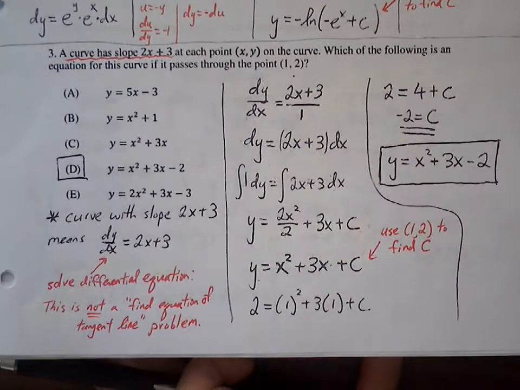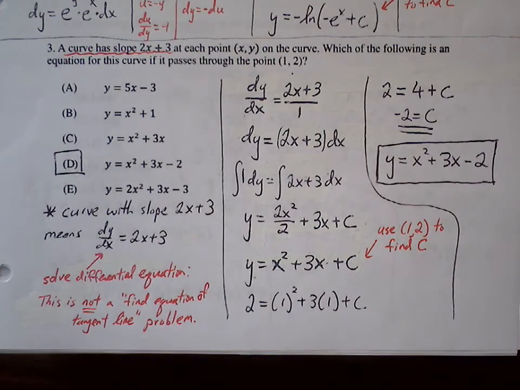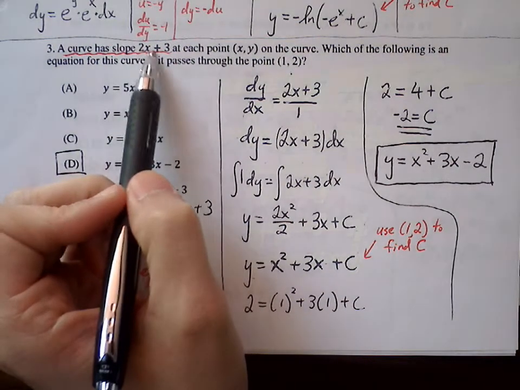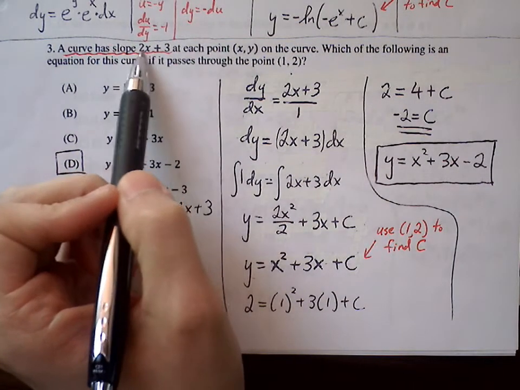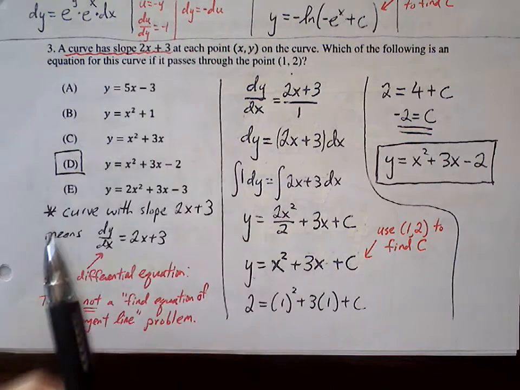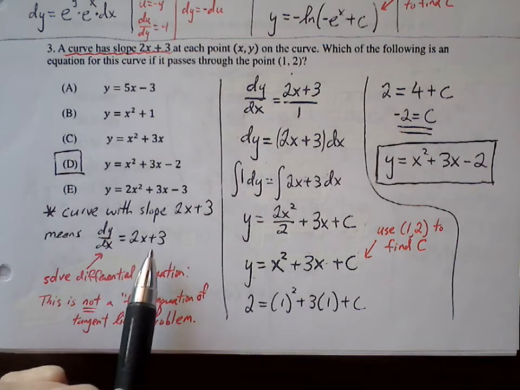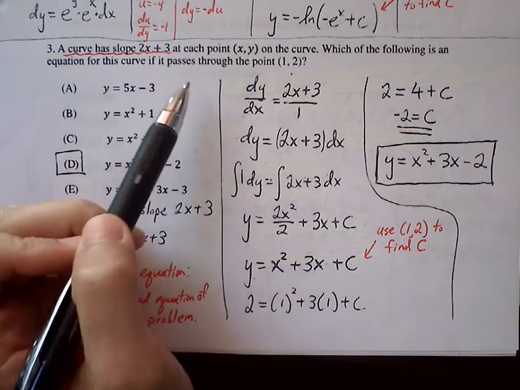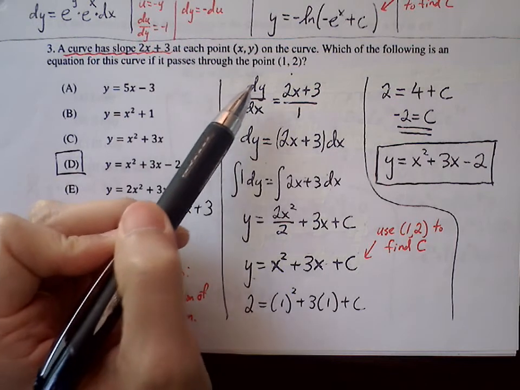Number 3, a curve has slope 2x plus 3. This is a little confusing here. Slope 2x plus 3, that's not a constant slope, so we need to think of that as a derivative equation. So we're going to think of that as dy dx equals 2x plus 3. The wording is a little strange there. Which of the following is an equation for this curve that passes through the ordered pair 1, 2?